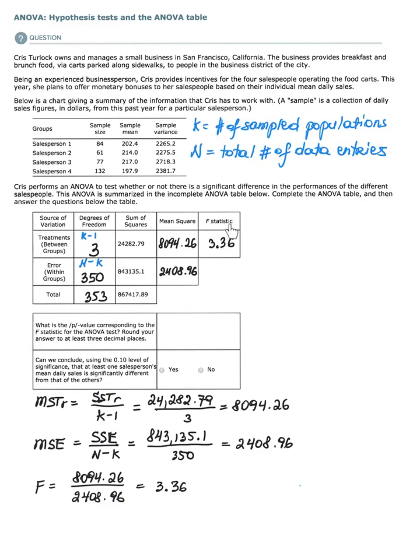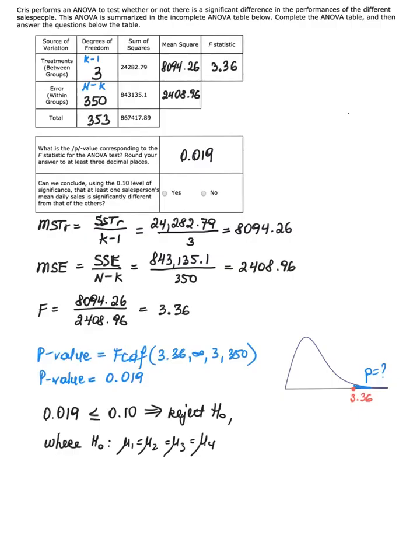The F statistic is the last number that we need to compute, and it is found by dividing MSTR by MSE. Since we computed both of these quantities, let's find the quotient of 8,094.26 with 2,408.96, and the result is 3.36. Now that we completed the ANOVA table, we are ready to answer 2 questions.